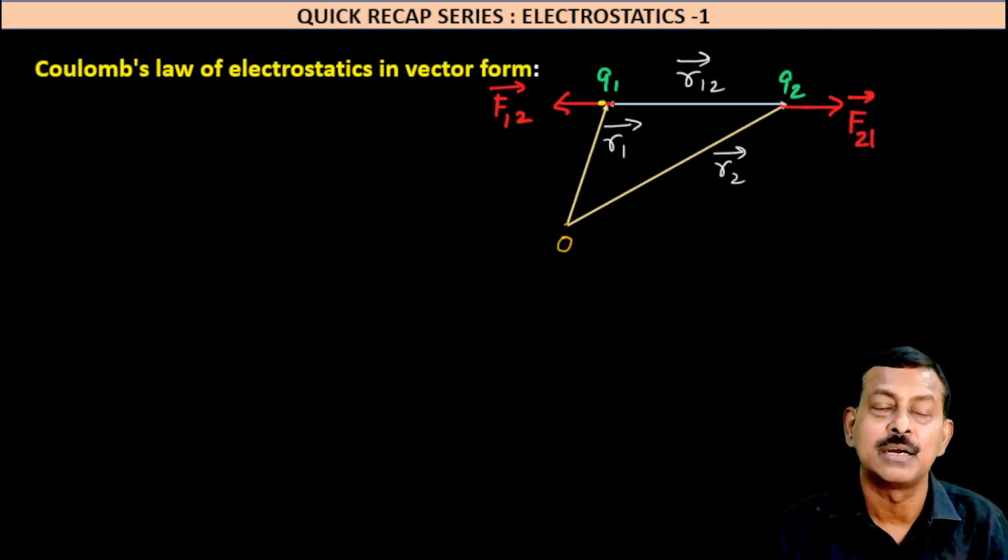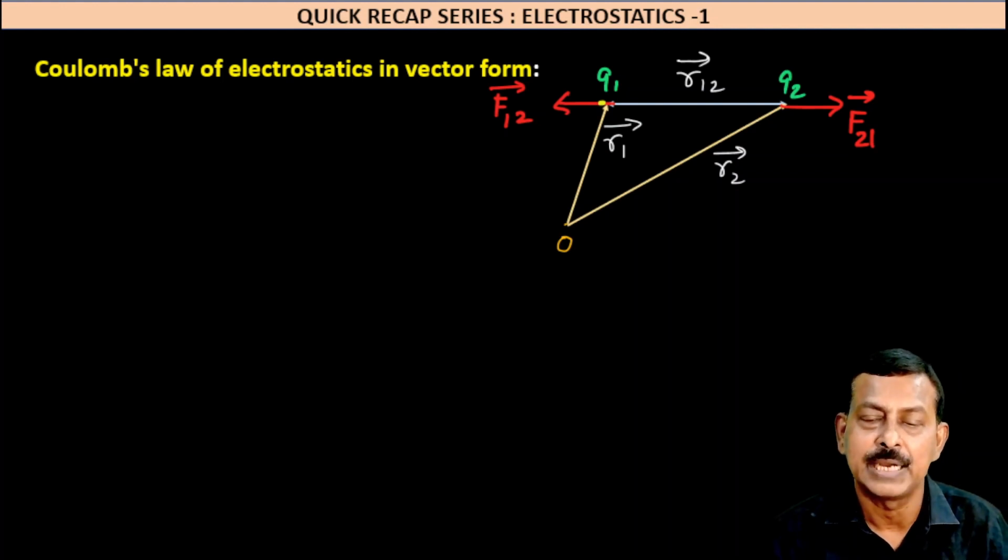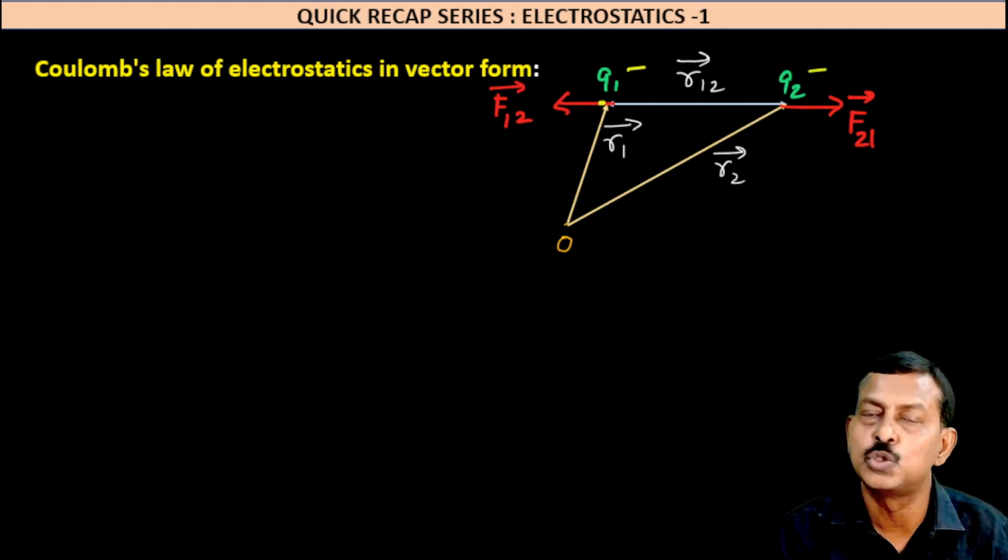Let's now take Coulomb's law in vector form. Now for that we have shown here Q1 and Q2. These are the two point charges which have the position vectors R1 and R2 respectively.